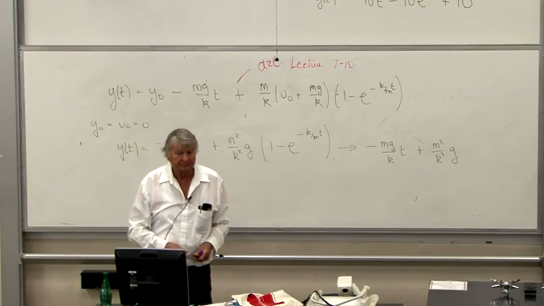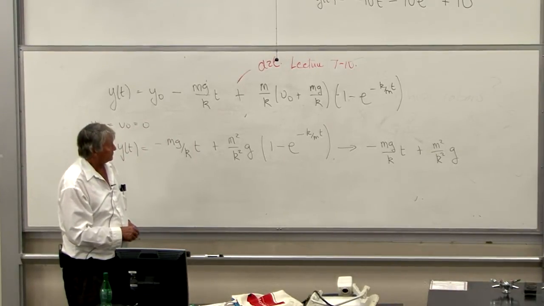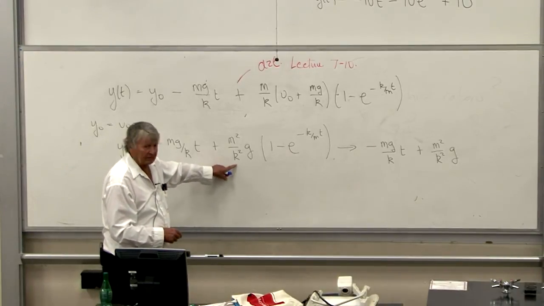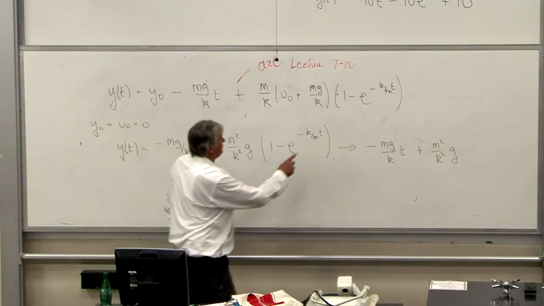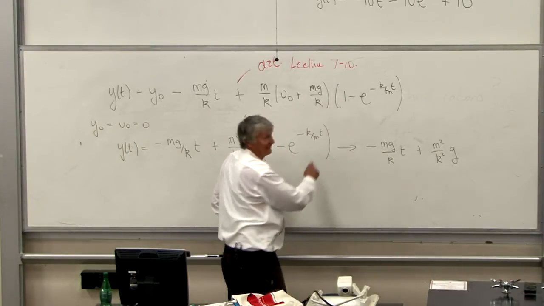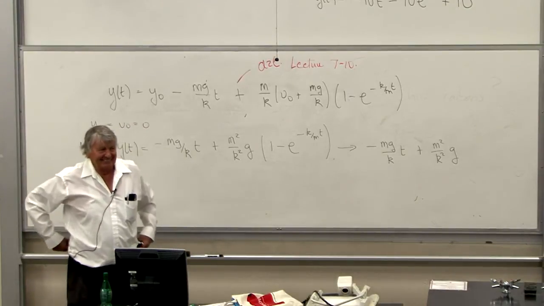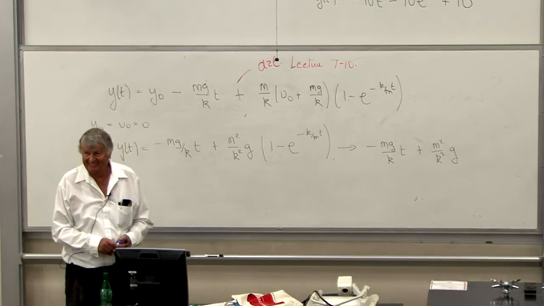Yes? Why is it that in the top line of y of t, the final term is minus 1 minus e to the negative k over m t, and below that it's plus 1 minus e? Sorry? Saying it's a smudge. Oh. Very good. All these strange blotches on the board.